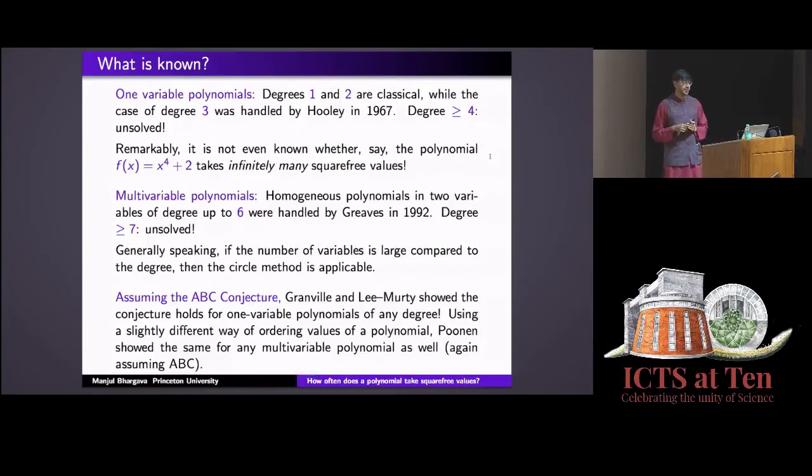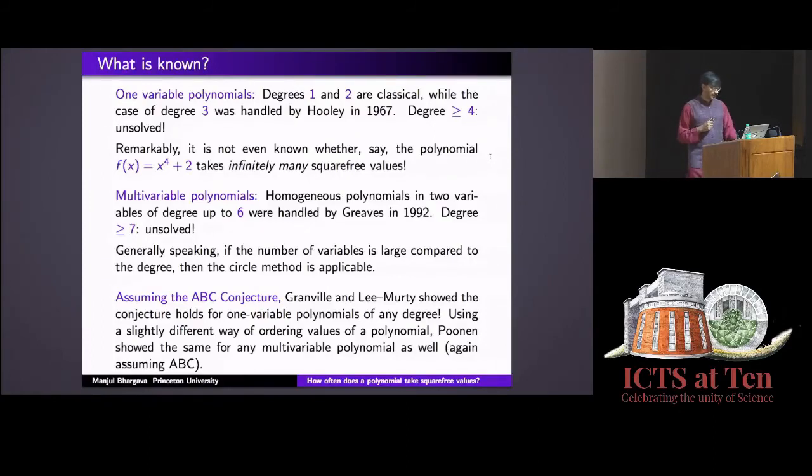For higher degree polynomials, for polynomials with more than one variable, even with the ABC conjecture, people have not been able to use that to get the correct density. So for polynomials in more than one variable, with some other kind of weird way of ordering, Poonen showed that the ABC conjecture does imply the correct density, but it's with a different kind of ordering. It's not taking it in a box and getting bigger and bigger. It's doing something more complicated. So for multivariable polynomials, it's not known, even assuming the ABC conjecture, that the correct density of square free values is taken by a multivariable polynomial.